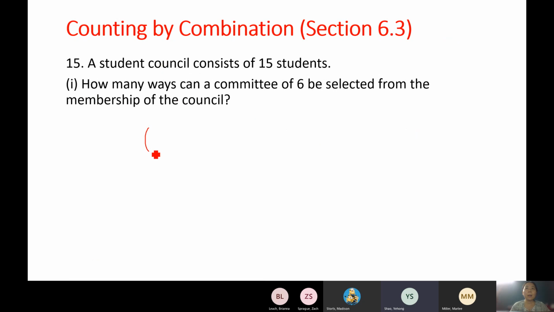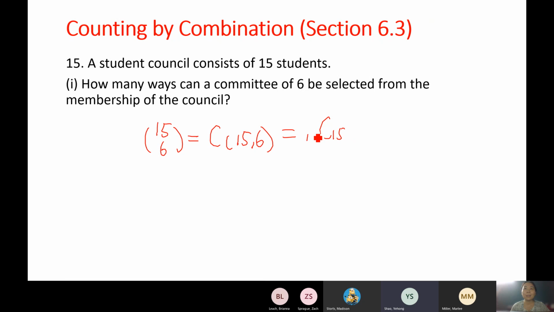Next, 15.1. I don't know if anybody did this wrong. Apparently the order does not matter, because you just choose 6 people from 15 people. Who you call first really doesn't matter. That's 15 choose 6. There are different ways to write it; there are many symbols for this.